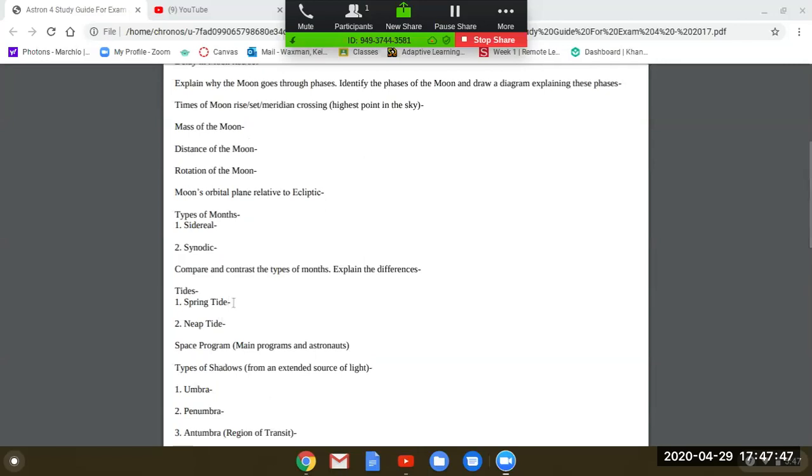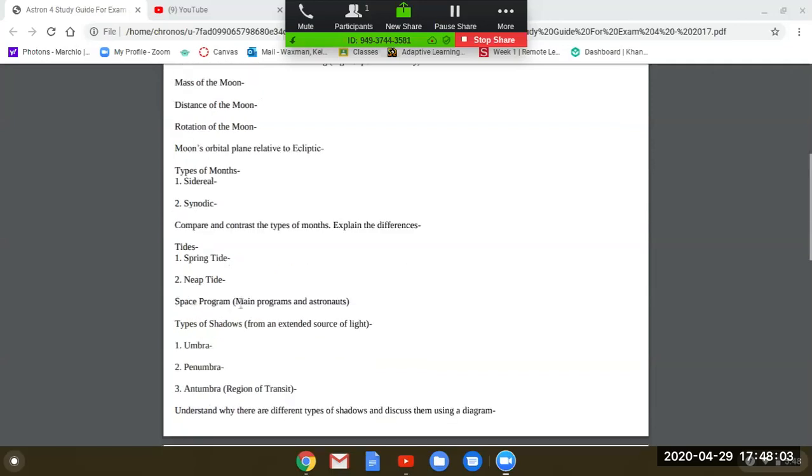Tides. Be able to tell me the difference between a spring tide and a neap tide, and what phase of the moon you would need to have a spring tide. What phase of the moon would you need to have a neap tide?